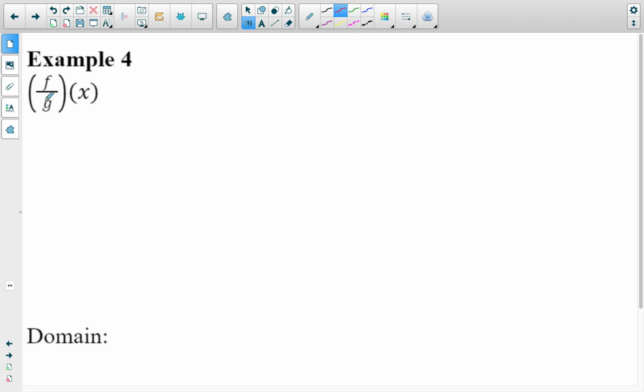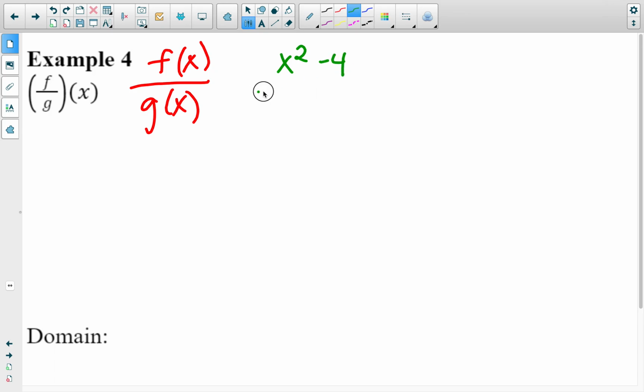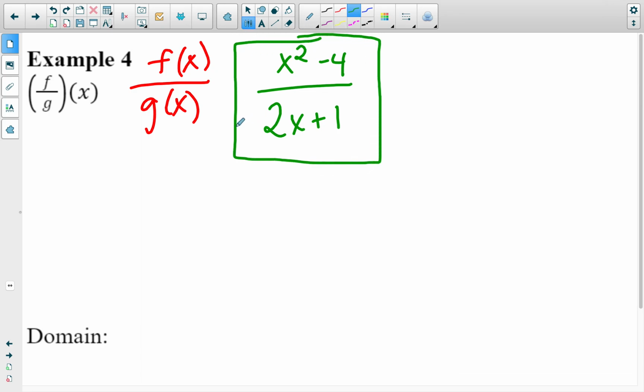So f divided by g of x is the same thing as f of x divided by g of x. So we can just take our two functions that we started with, x squared minus 4, divided by 2x plus 1. That's our function. Now, when we think about what can't x be, the operation of division is not defined when 0 is what we're dividing by. So we need to make sure that this denominator is never equal to 0.